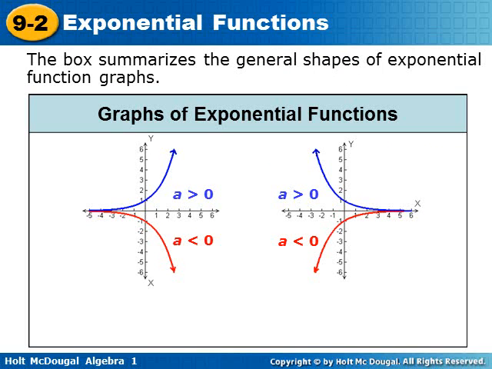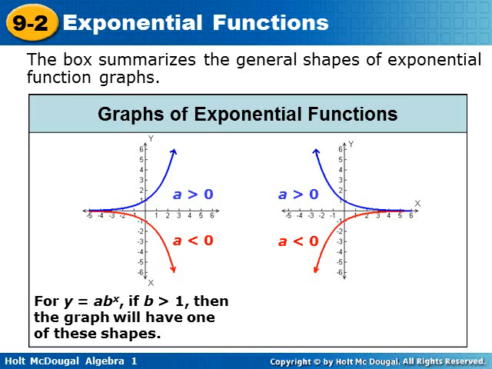This box summarizes the general shapes of the exponential functions. If a is greater than 0 or positive, then the graphs will curve upward. If a is less than 0 or negative, then the graph will curve downward. You may have noticed that pattern from the examples that we did.